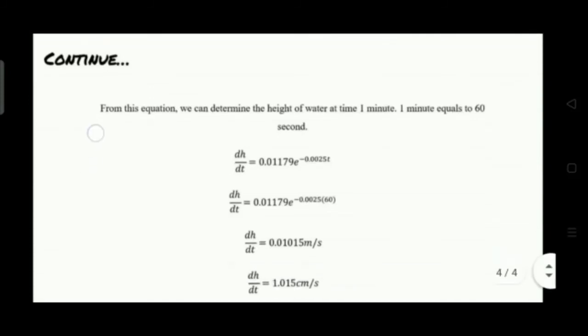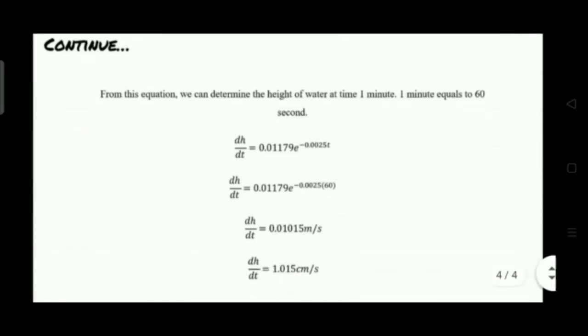We continue. From the question, it says that the water tank is left for a minute. So from this equation, we can determine the rate of height change at time 1 minute. One minute equals 60 seconds, so we insert the 60 seconds into the t parameter.